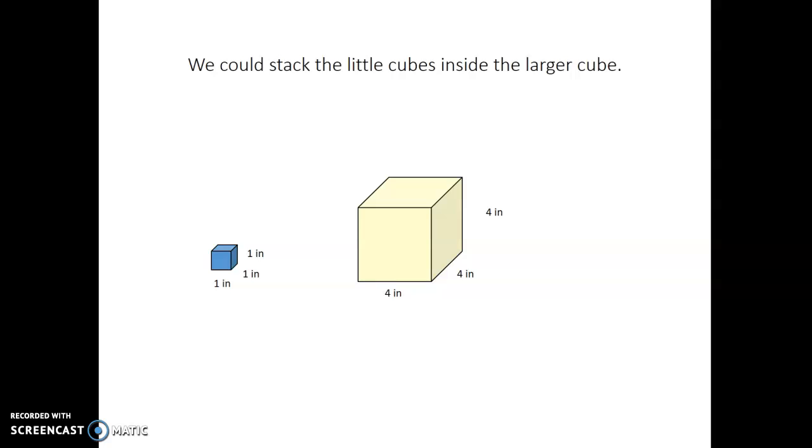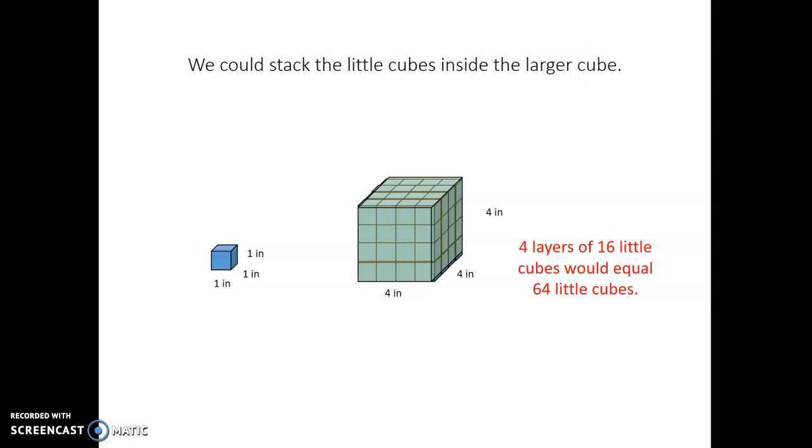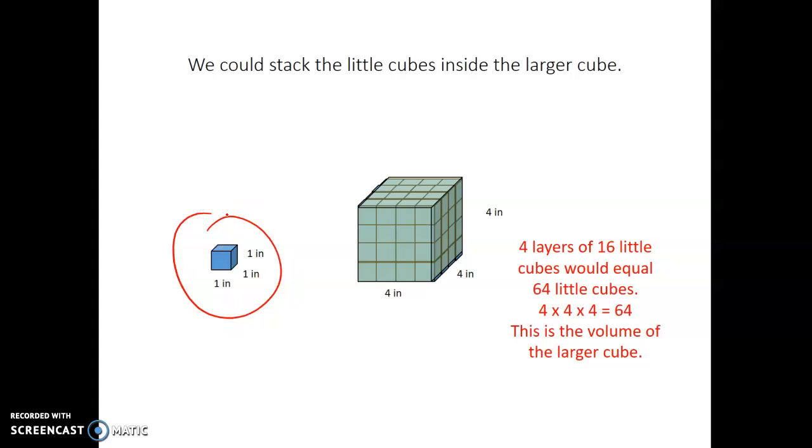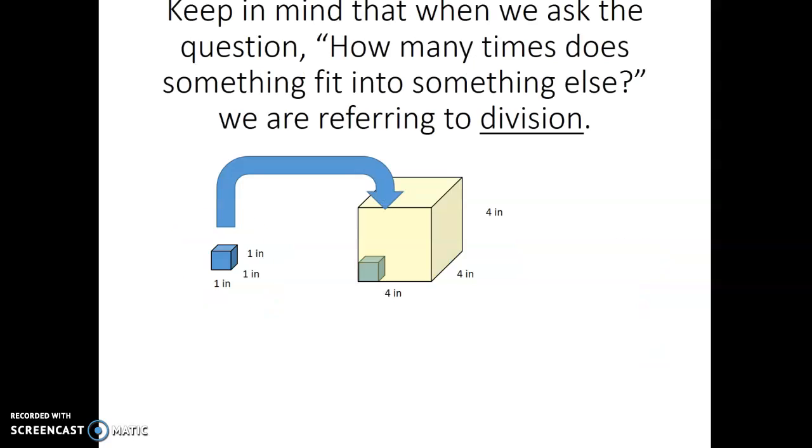So we could stack these little cubes into the larger cube and see how many of them it would take to fill it up. And that would be 4 layers. Each layer has 16 little cubes on it. So 4 layers of 16, or 4 by 4 by 4, is 64 little cubes. So the volume is 64 inches cubed, because that's how many little inch cubes actually go into the larger figure.